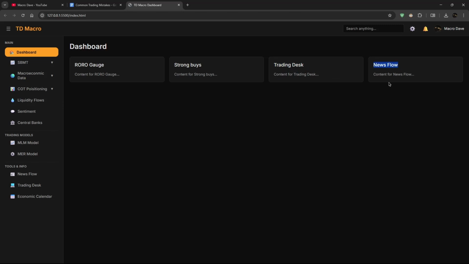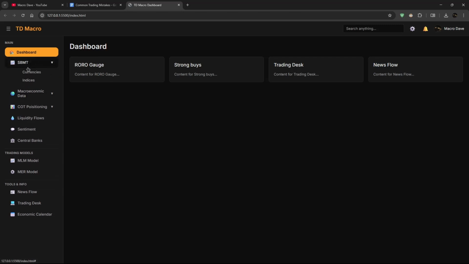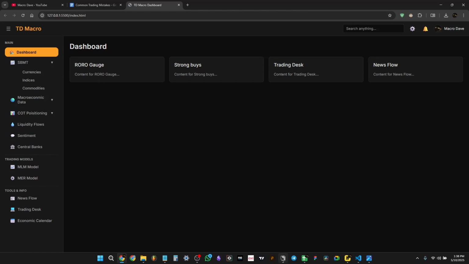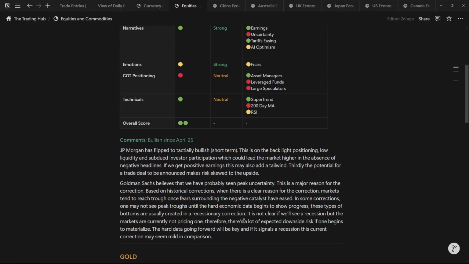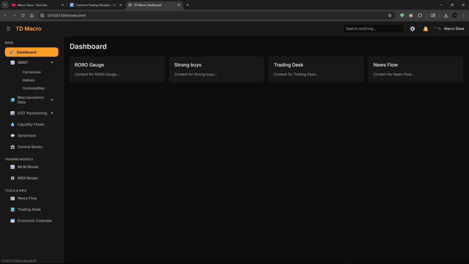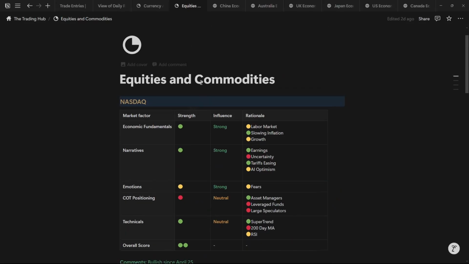And then you have news flow, which for me is very important. Every morning when I wake up, and every night before I go to bed, I check what's happening in the news, because news flow drives narratives, and narratives are important. So that's the main dashboard. And then you have SBMT, which for me is the systematic bias management tool, and it's basically this. In the SBMT, this is where I'll be automating all of this that I do manually.